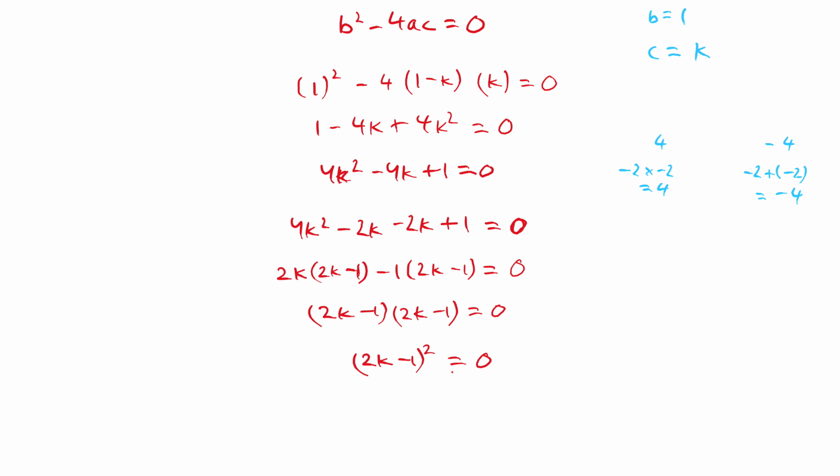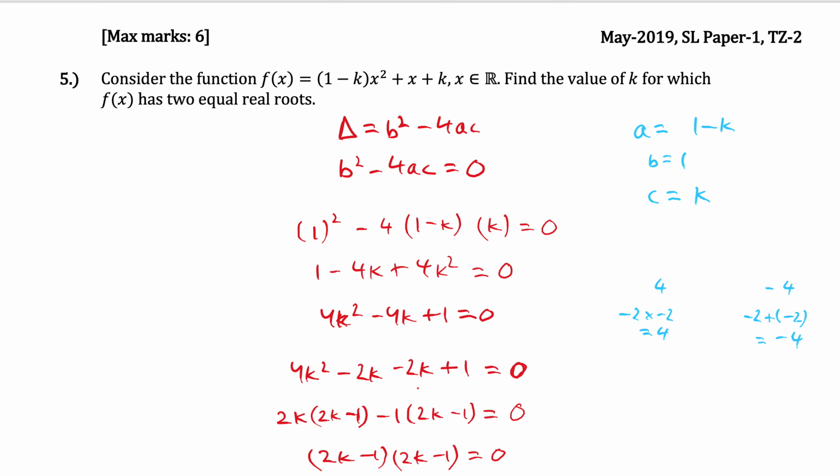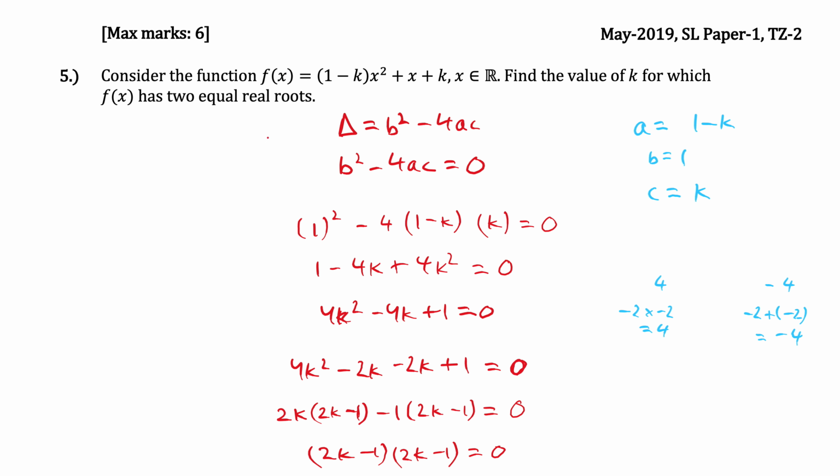Now I can take the square root of both sides. So 2k minus 1 will equal 0. Now I can solve for k. So k will equal 1 upon 2. So this is the value of k for which this function has two equal real roots.